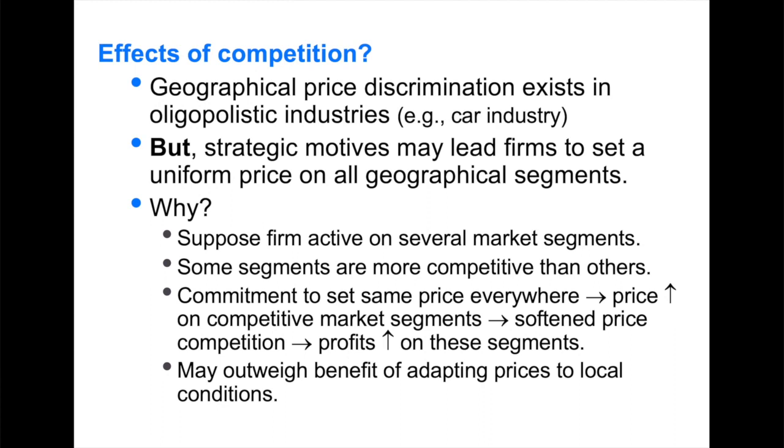This is exactly the same idea as having a different price for students than for seniors. And this is observed in many industries. For example, in the car industry, different countries would have different prices for the same cars, or even within a particular country, different regions may have different prices. Now the question is, is it always profitable to do that? Of course, there is the positive impact of being flexible and adapting your pricing to the specificities of different regions. But, and this is what we want to sketch here, there may be strategic motives for which you would prefer as a firm to have a national price, or uniform price, on all geographical segments.